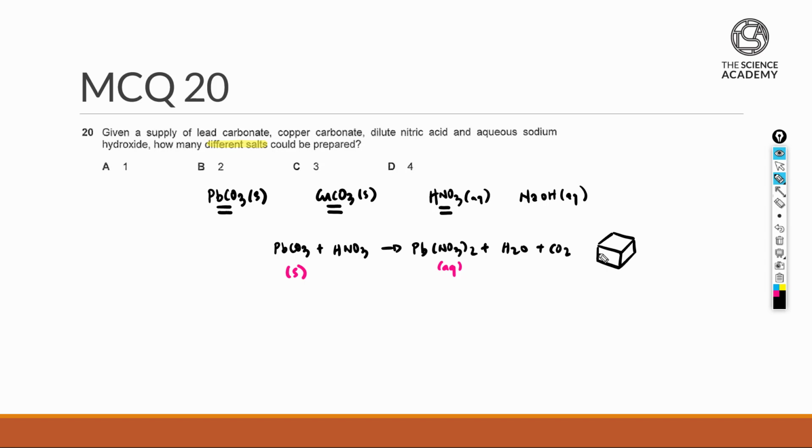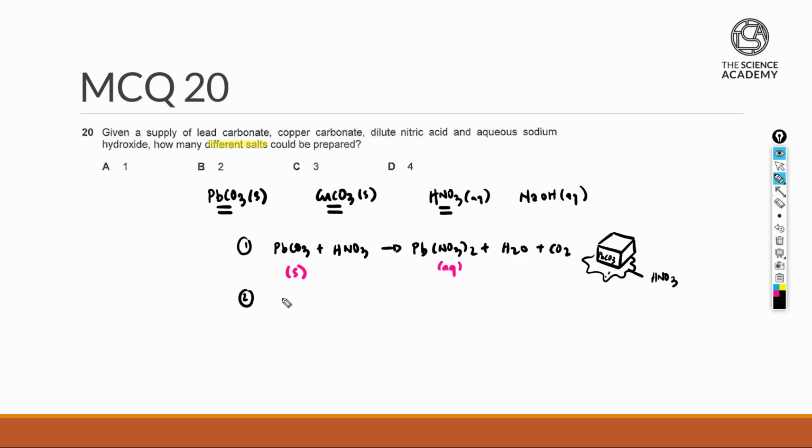So this is my solid lead carbonate. The production of lead nitrate causes a soluble salt to be produced. This is going to be lead nitrate. So it doesn't affect the yield of the reaction. So I have one salt over here.